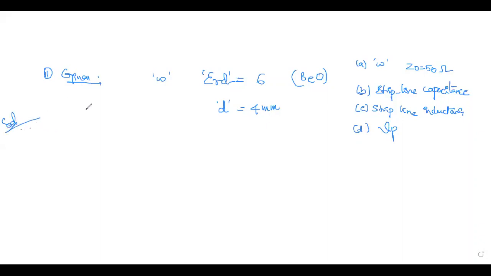Now, how do you relate the first parameter? What do you find out? W, that is width, should be found out. Given parameters are epsilon_rd, d, and Z0. Any idea? Okay. The first thing, it is related to Z0. So, what is the Z0 equation? Characteristic impedance.